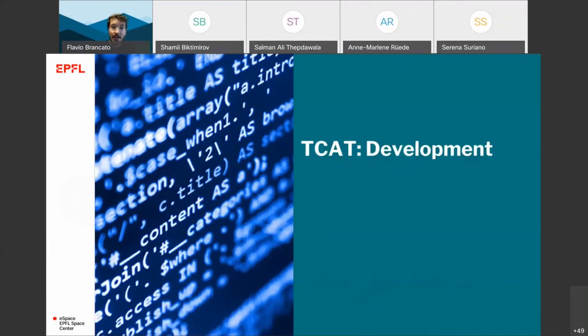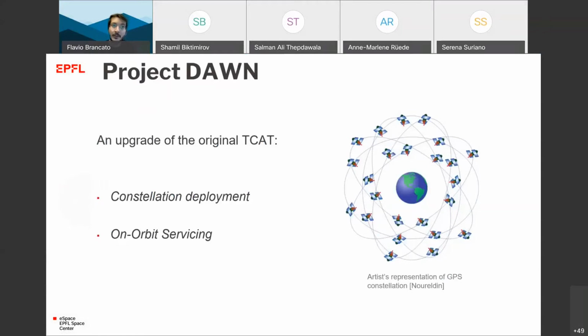Regarding the future development of TCAT, we are talking about the project Dawn. It's a project financed by ESA, and this is the project I'm currently working on. In this further version, I would say the 3.0 version of TCAT, we want to add some scenarios regarding constellation deployment and on-orbit servicing.